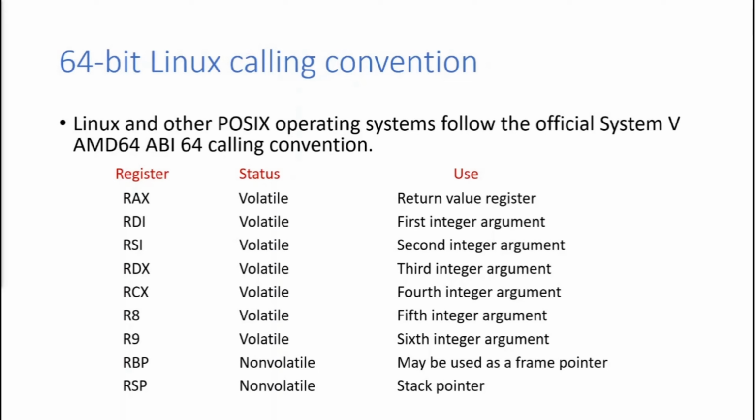Linux and other POSIX operating systems follow the official System V AMD64 ABI calling convention, in which the first argument is passed in RDI, second in RSI, third in RDX, and fourth up to sixth in R9. Then the stack can be used to pass further parameters. The RAX register contains the return value from that function. Registers R8 to R9 are volatile registers, and base pointer and stack pointer are non-volatile.